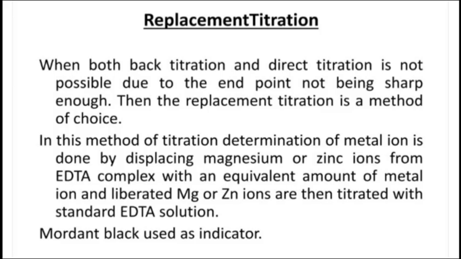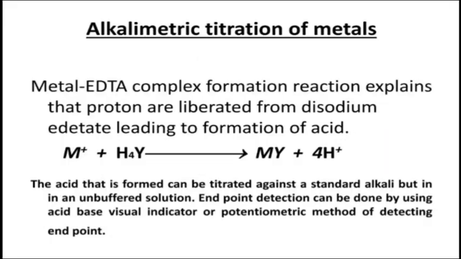Replacement titration: when both back titration and direct titration are not possible due to the end point not being sharp enough, then replacement titration is the method of choice. In this method, the metal ion is determined by replacing magnesium or zinc ions from the EDTA complex with an equivalent amount of the metal ion. The liberated magnesium or zinc ions are then titrated with the standard ethylene diamine tetraacetic acid solution. In this, eriochrome black T is used as an indicator.